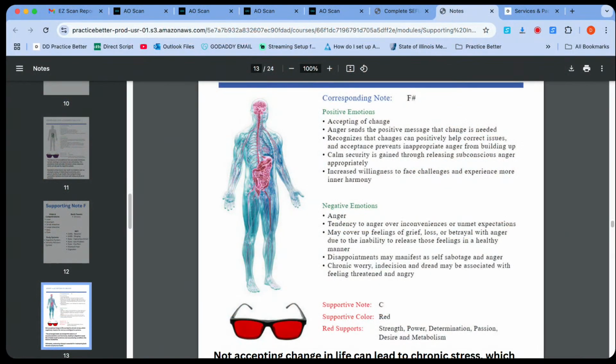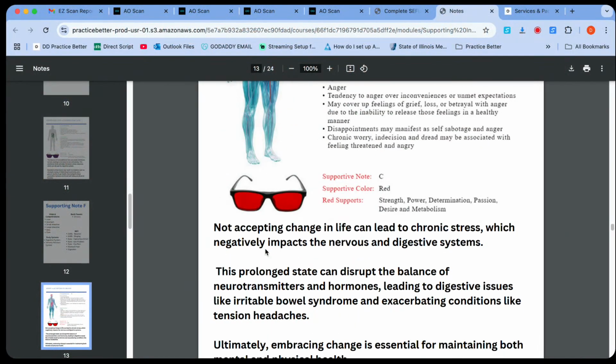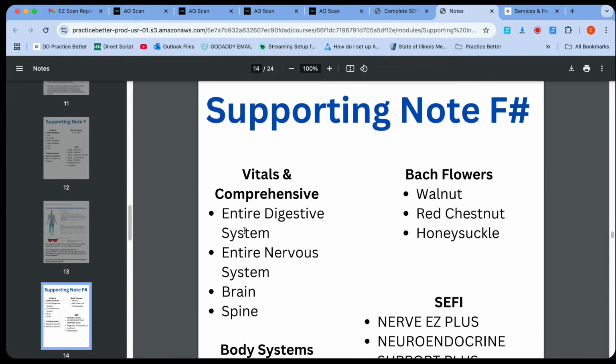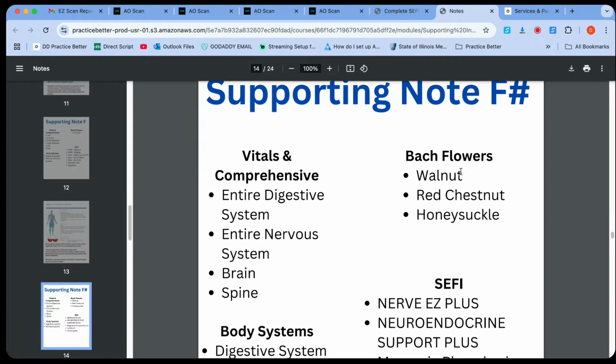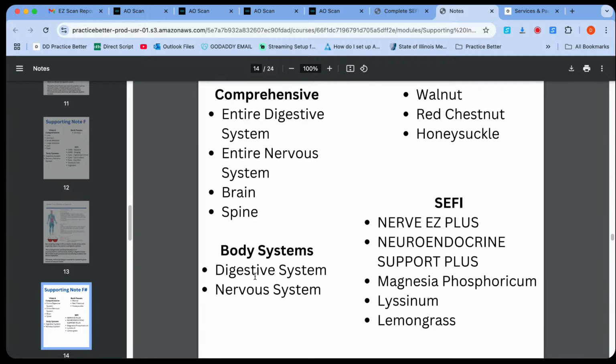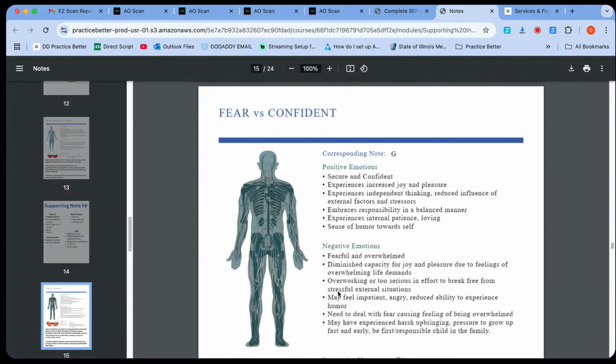All right, let's finish looking at F sharp. The entire digestive system, I say to look at when that particular note shows up. The nervous system, the brain, the spine. These are the flower essences I would recommend based off of that, if we were to come back to that. And then if we want to look at what's happening a little bit more, we want to look at the digestive system and the nervous system. I'm going to come back to that in body systems in a second, because I want to keep going and find G. And G is the next part.